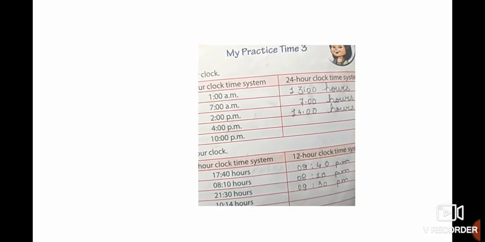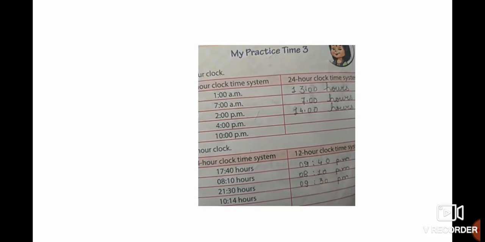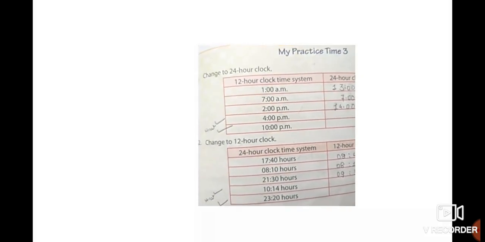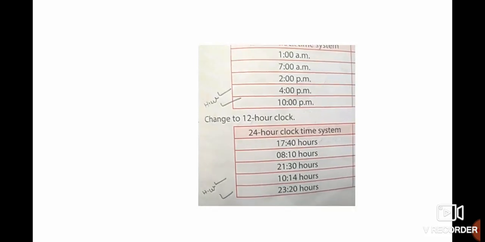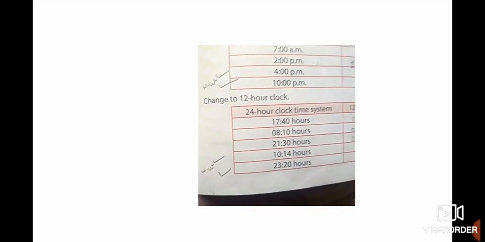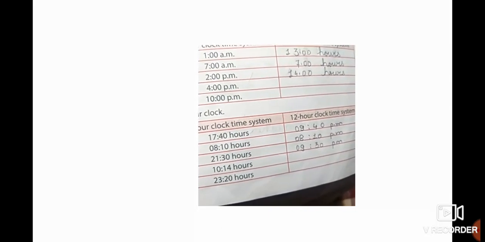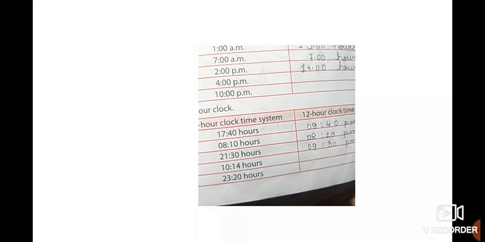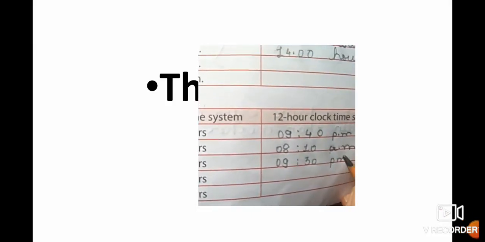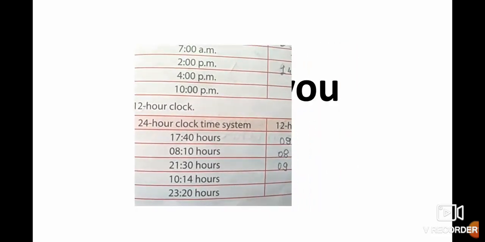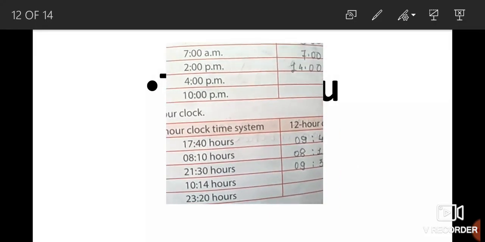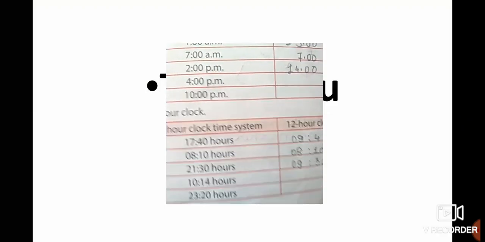So in my practice time 3, here you can see that I have written 13 hours, first one. Second, as it is, 7 hours. Third one, 14 hours. These 2 examples are for homework, 4 p.m. and 10 p.m. Second question, first example, 9:40 p.m., 8:10, 8 and 10. Then 21.30, that means it is 9:30 p.m. So students, here the second one you are going to write as AM, as we have not changed the timing.